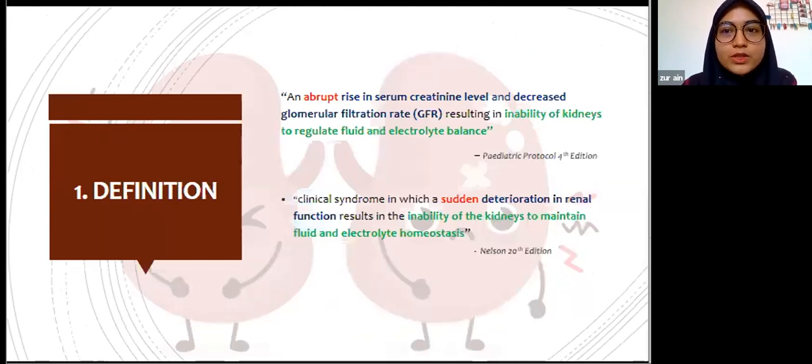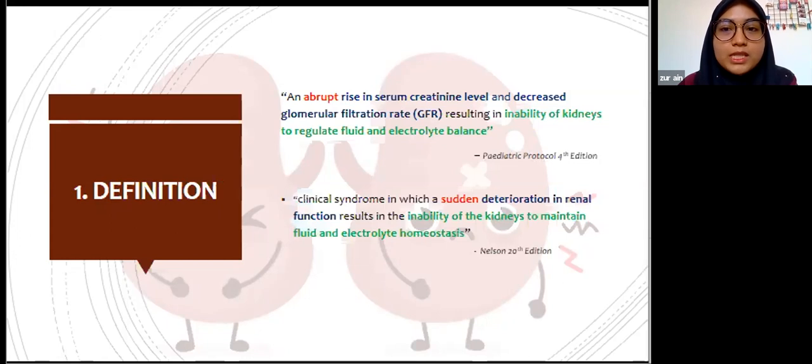What is acute kidney injury or AKI? According to the PITS protocol, this is an abrupt rise in the serum creatinine level and decreased GFR resulting in inability of the kidney to regulate fluid and electrolyte balance. While Nelson stated that it is a clinical syndrome in which a sudden deterioration in renal function results in inability of the kidney to maintain fluid and electrolyte homeostasis.